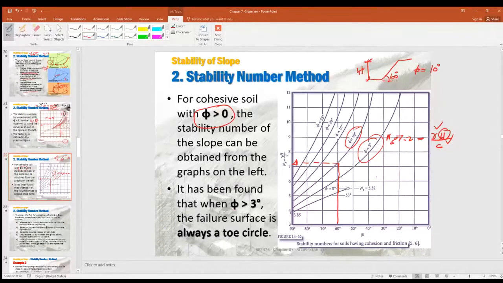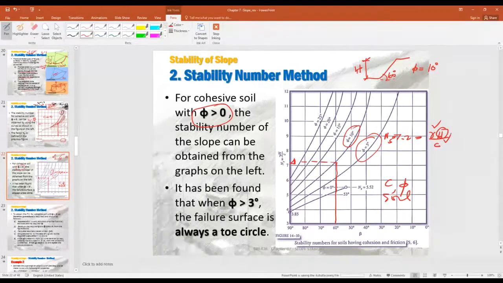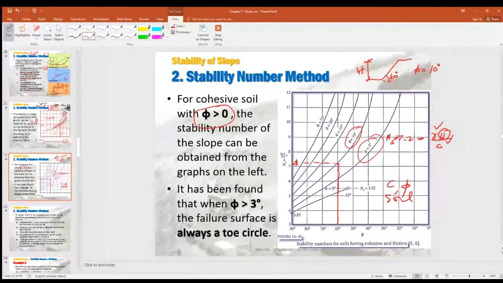So that is for a c-phi soil. You can use this chart for the different values of the friction angle. For phi greater than 3 degrees, the failure surface is always a toe circle. It means that it always passes through the toe of the slope. So it gives you this failure.